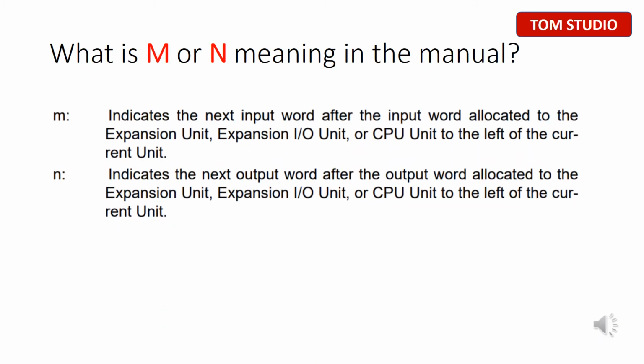Actually, the most important thing for setting up CP series analog is to assign correct PLC memory addressing for CP series analog input or output modules. In the CP series operation manual, you might have read some settings that always mention M and N. What is M or N meaning in the programming manual? M indicates the next input word after the input word allocated to the expansion unit, expansion I/O unit, or CPU unit to the left of the current unit. N indicates the next output word after the output word allocated to the expansion unit, expansion I/O unit, or CPU unit to the left of the current unit.